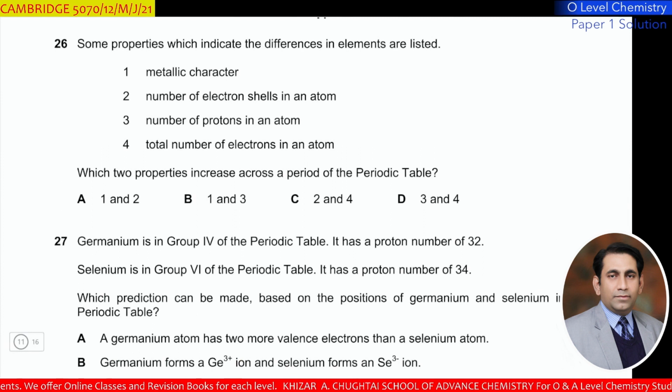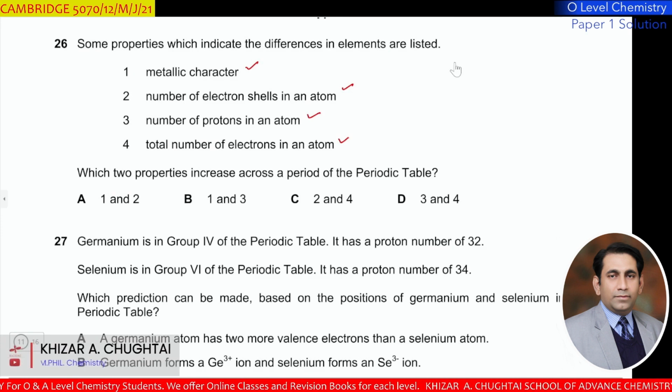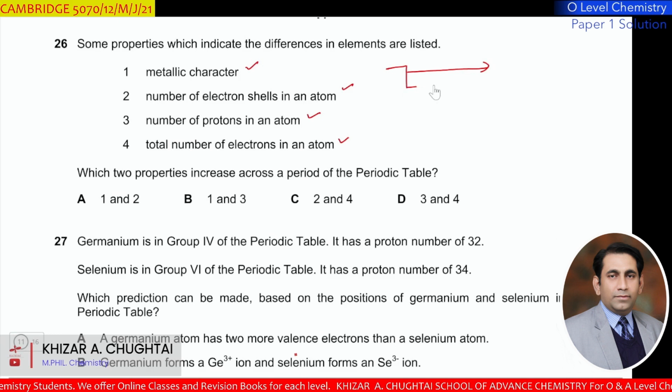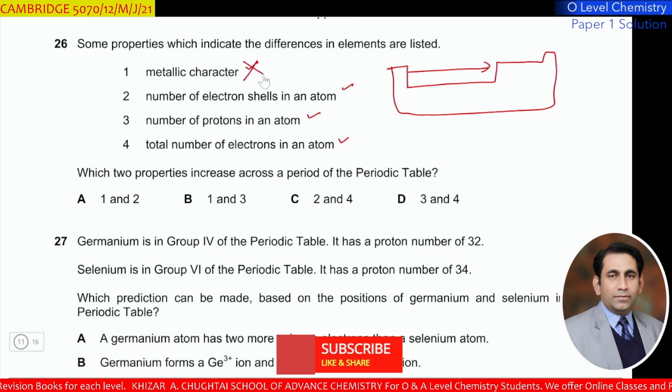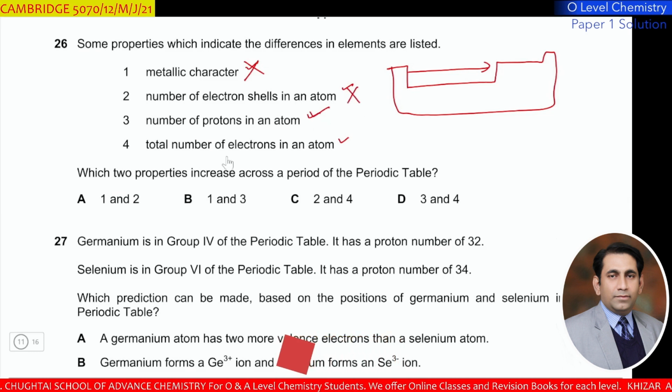Question number 26. Some properties which indicate the differences in elements are listed. Metallic character, number of electron shells in the atom, number of protons in an atom, total number of electrons in an atom. Which 2 properties increase across the period in the periodic table? As we move from left to right, metallic character decreases. Number of electron shells in an atom remains the same. Number of protons increases. Total number of electrons in an atom also increases. So 3 and 4, I mean D is the correct option.